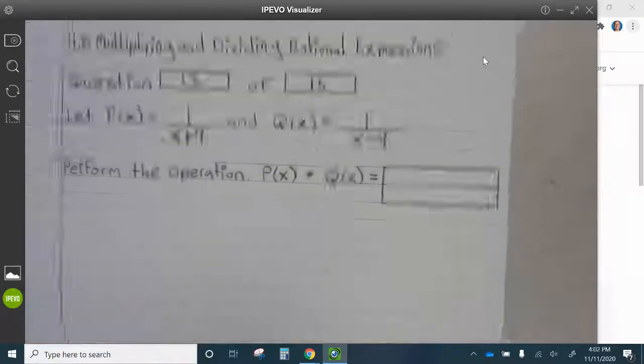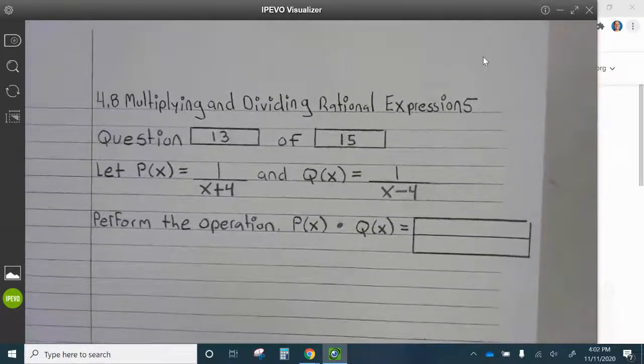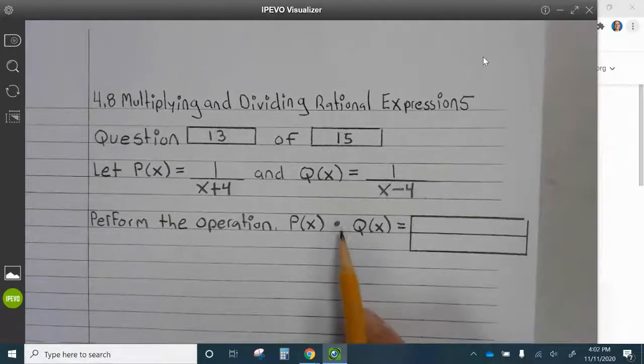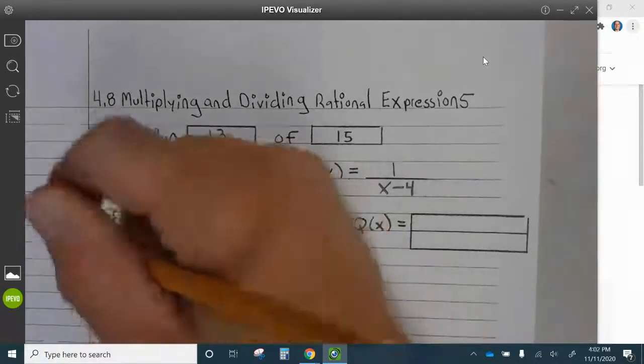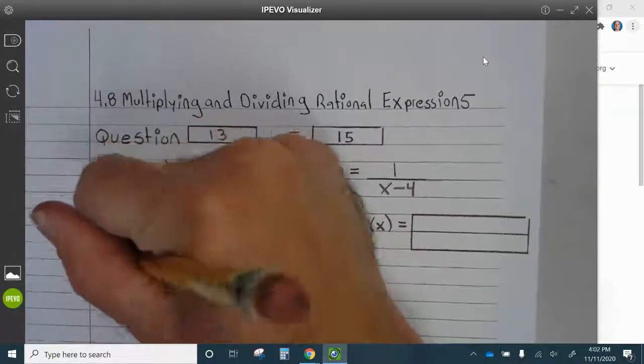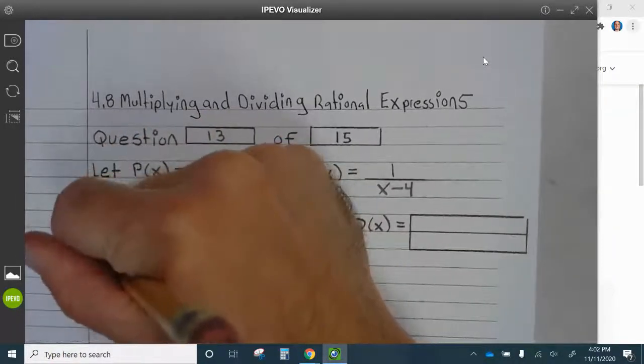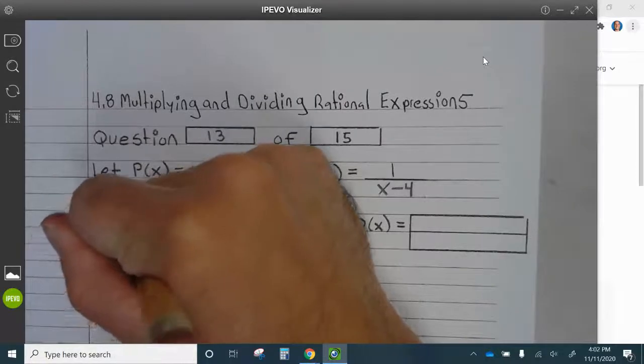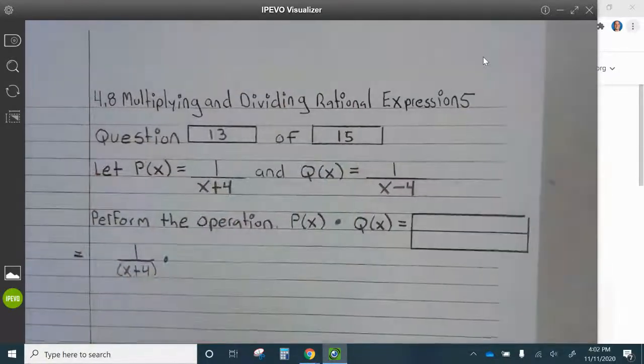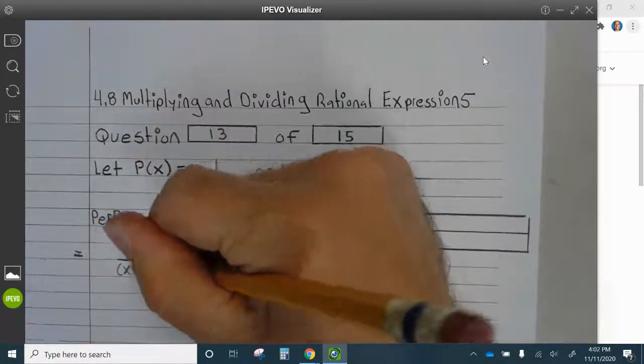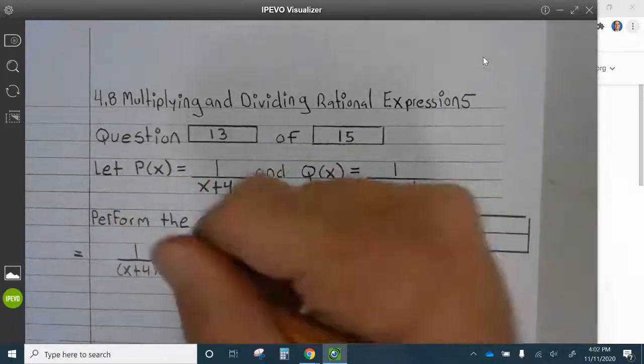All right, question 13 of 15. Let P of x equal 1 divided by x plus 4 and Q of x equal 1 divided by x minus 4. Perform the operation, multiplication. Okay, so we have 1 divided by x plus 4 times 1 divided by x minus 4.